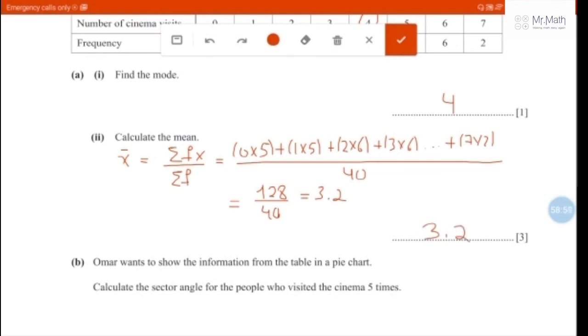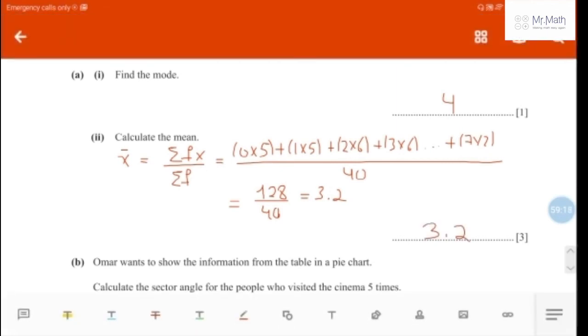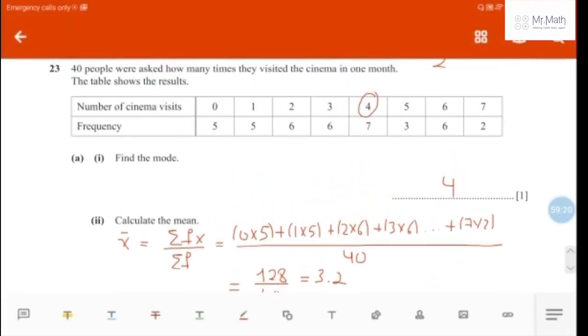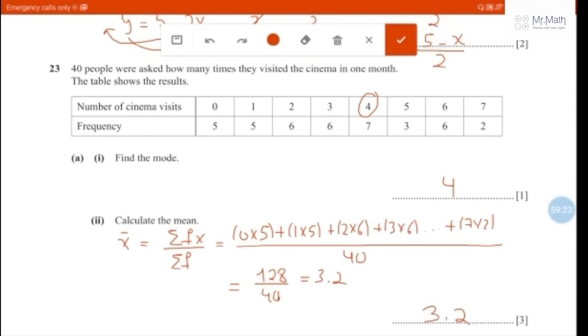Now in part B, it says Omar wants to show the information from the table in a pie chart. Calculate the sector angle for the people who visited the cinema 5 times. So the number of people who visited the cinema 5 times is 3. So I have to convert this number into an angle.